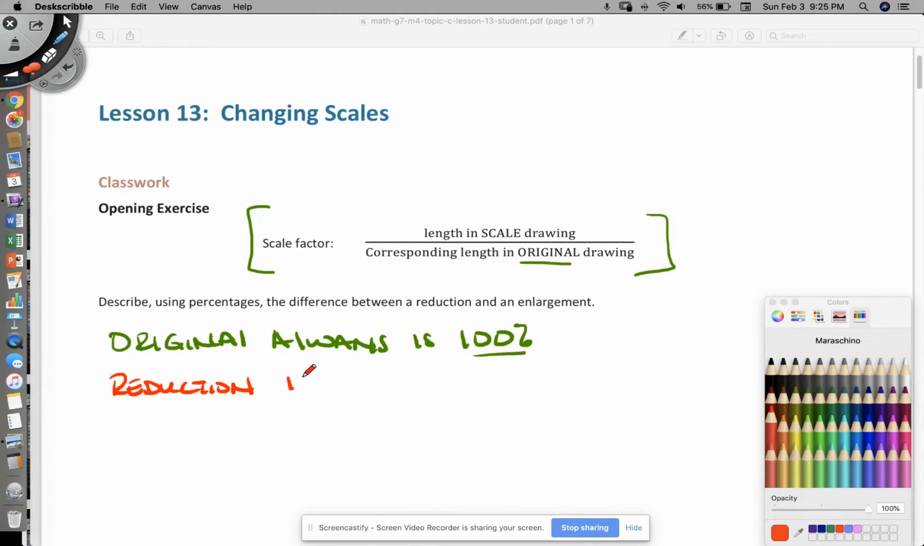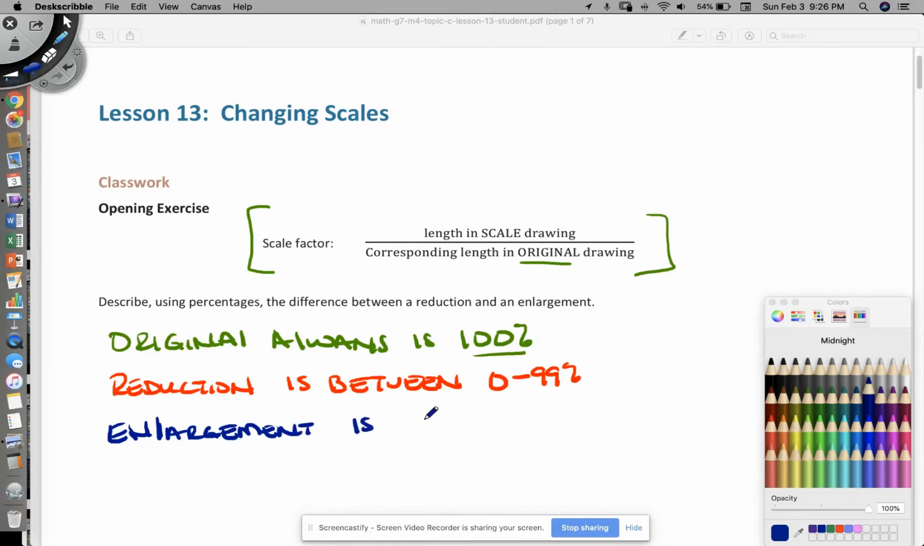A reduction is between 0 all the way to 99%. That's considered a reduction. And then an enlargement is between 101% to infinity, actually, because it can go on forever. All right, let's try our first problem.